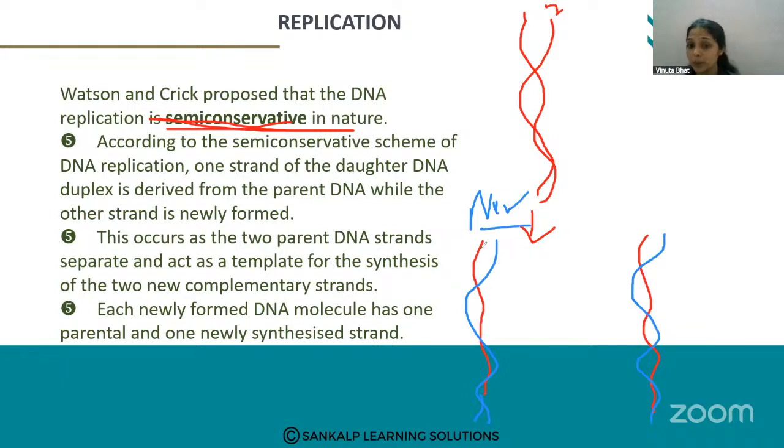So there is one exact parental strand present and one newly synthesized strand present. So here the parental strand of DNA is conserved, so that is the same. One parental strand has been transferred to the new DNA copy, right? So the other strand has been newly synthesized. So it is called semi-conservative. So the parental strand is conserved but semi-conservative.